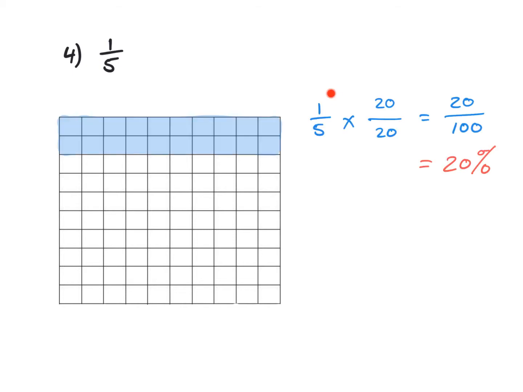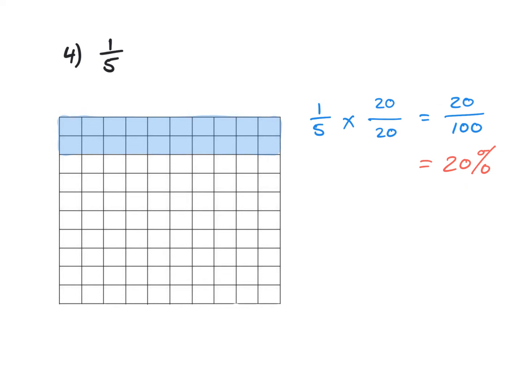Alright, well, what have we done to 1/5? Well, we've multiplied the denominator by 20 to get to the 100. So 5 times 20 is equal to 100. And what we do to the denominator, we need to do to the numerator. So we've multiplied 1 by 20 to give us 20 over 100. And now I've quite simply just colored in 20 of those squares, and in fact that represents 20%.